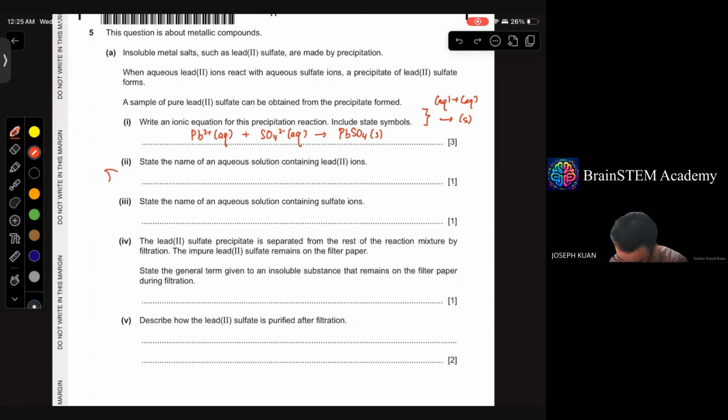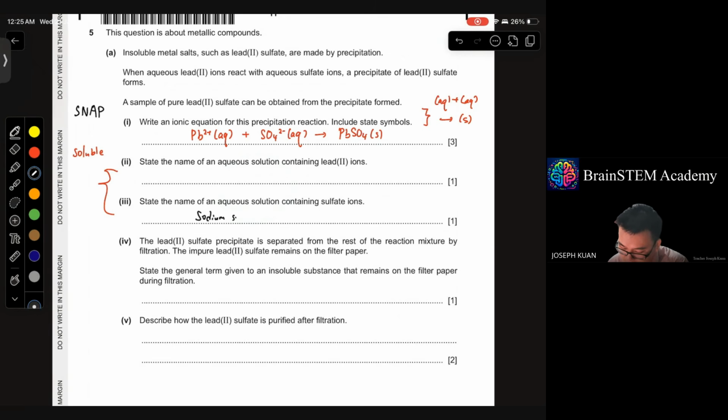Okay, then the next 2 questions are of the same principle. They ask you to name an aqueous solution containing lead-2 ions and sulfate ions. So what does it mean? You have to use a soluble lead-2 and a soluble sulfate solution. If it's insoluble, it cannot make a solution. So how do we know which are soluble? We remember the simple mnemonic SNAP, SNAP salts.